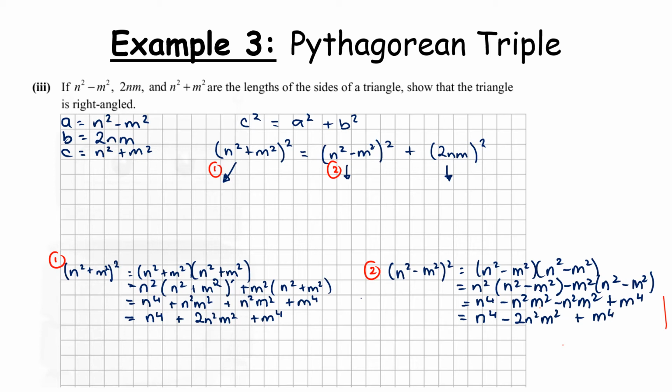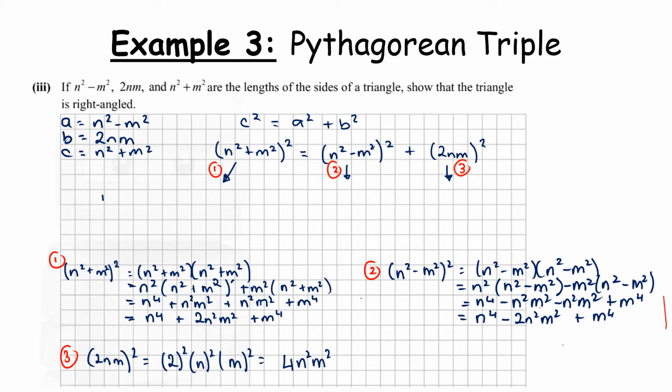The last piece is going to be this piece here. And this is 2nm all squared. So if you can remember your rules of indices, everything needs to be squared. We get 4 n squared m squared. So let's work through this and put this back.